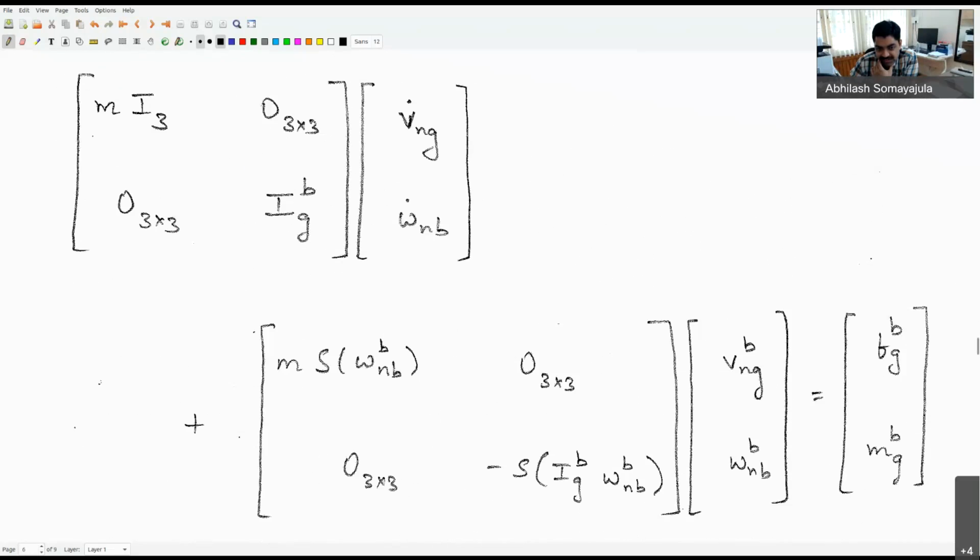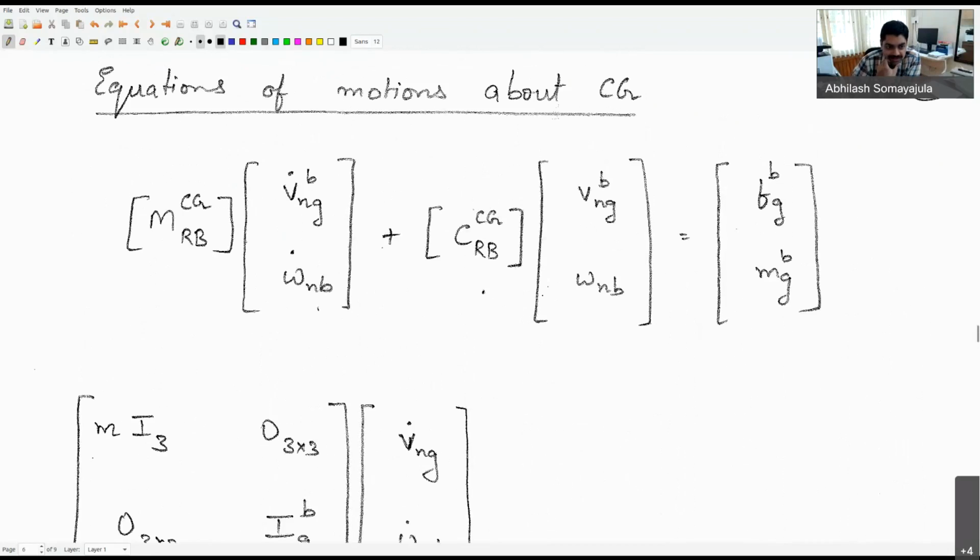So I'm basically expressing the two equations which we derived, two vectorial equations together, in a full matrix form, and I'm calling this matrix which you see here as MRB, and this matrix here as CRB. So in that case, I can write this down as MRB about the center of gravity times the derivative of the linear and angular velocities plus CRB about the center of gravity times the linear and angular velocity is equal to the force and the moment.